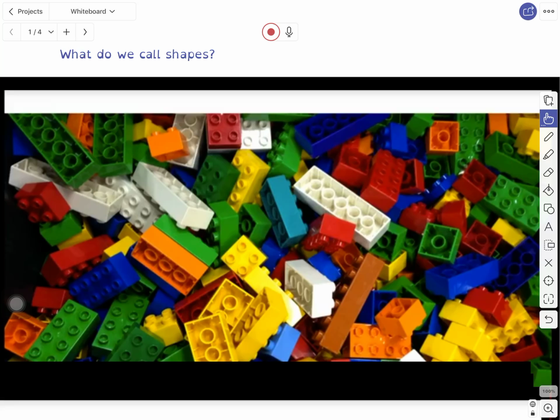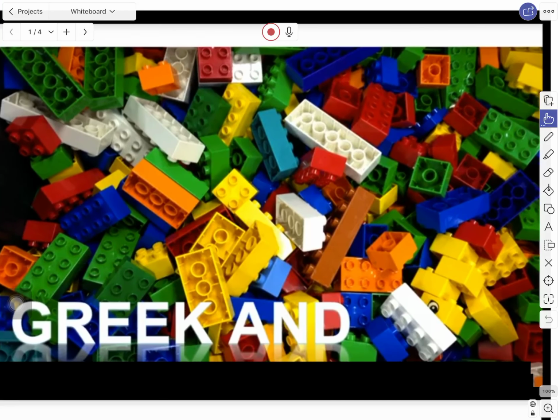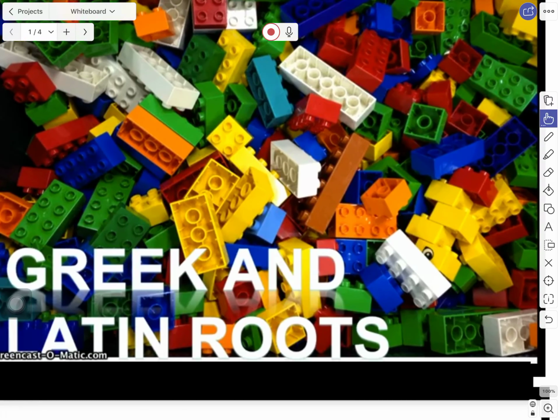Hello, so today for our mini lesson, we are going to focus on naming shapes. So why do I have some Legos up here? Well, before we get into naming the shapes, we have to think about how they got their names, and that is why I have Legos. And in order to do that, we need to talk about Greek and Latin roots.